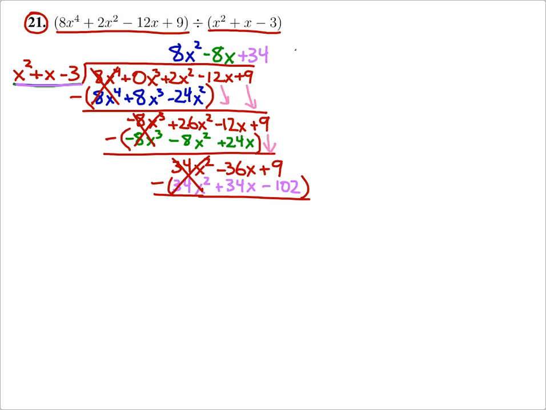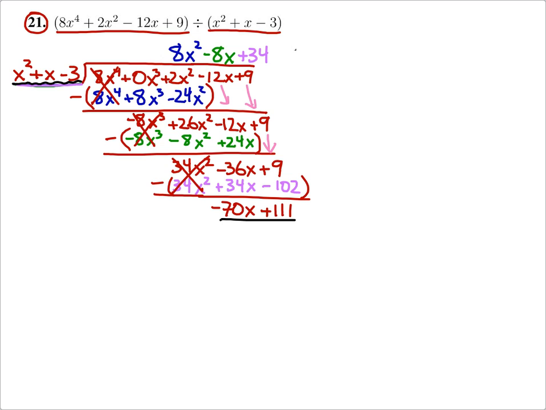What's left? For the x terms, we have negative 36x minus 34x, and that creates negative 70x. And on the constant term, we have 9 minus negative 102, and that makes positive or plus 111. Okay, here we're done. What we have left, this business of negative 70x plus 111, it's degree 1, linear. It is a smaller degree than the divisor, which is x squared, which is quadratic.